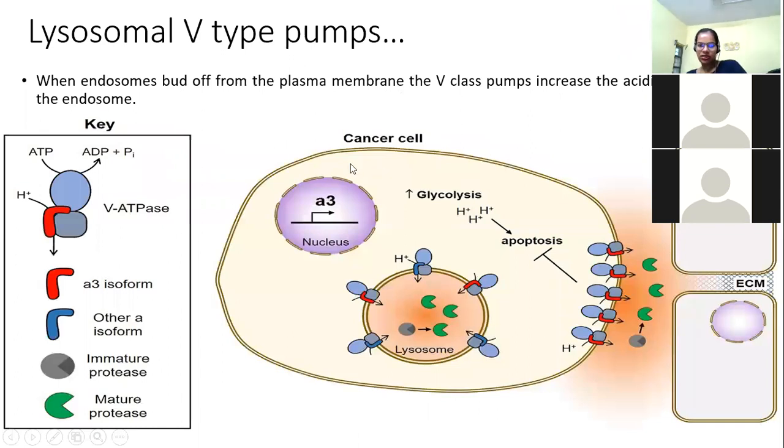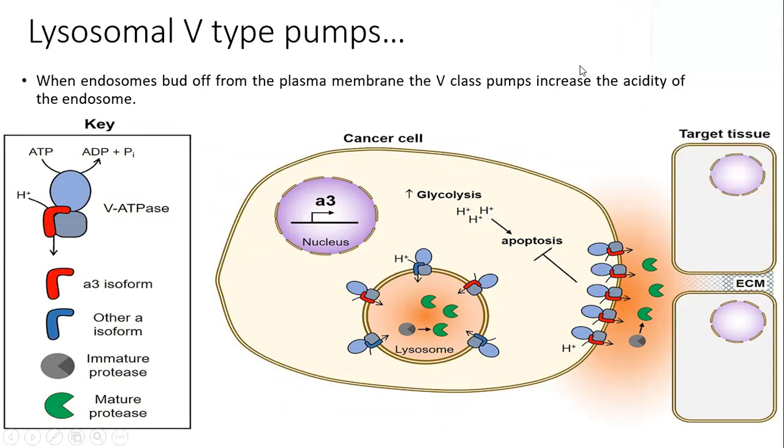Okay. So this is what I was talking about in the case of the cancer cell. So you can see that over here. So when endosomes bud up from the plasma membrane, weak class bonds increase the acidity of the endosome. So what is happening actually? So let us say this is the example of your cancer cell we are talking. Okay. So what is happening?